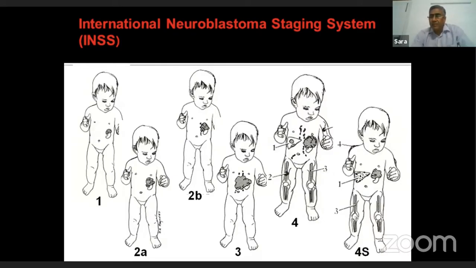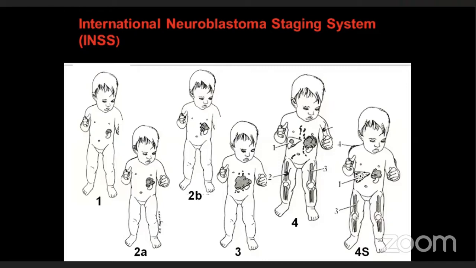And stage 4, as you see in this child, is the aggressive form of neuroblastoma, which has spread everywhere. So you have a primary tumor, which is huge. You may have liver metastasis, you may have bone metastasis, you may have bone marrow involvement, and you can have lymph nodes and other areas involved.